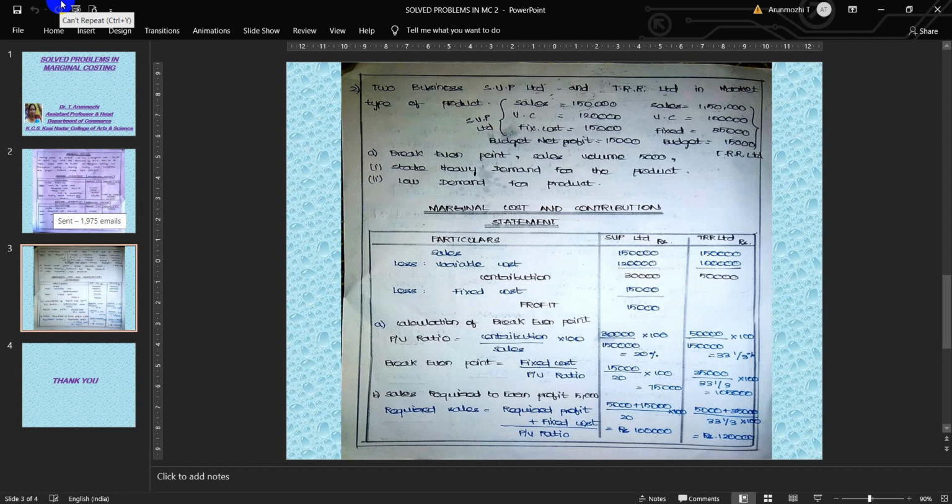In conditions of heavy demand, a concern with higher PV ratio can earn greater profits because of higher contribution. Thus, TRR Limited is likely to earn greater profit. Now, in conditions of low demand, a concern with low break-even point is likely to earn more profits because it will start making profits at a lower level of sales. Therefore, in case of low demand, SVP Limited will make profits when its sales reach 75,000, whereas TRR Limited will start making profits only when its sales reach the level of rupees 1,05,000.